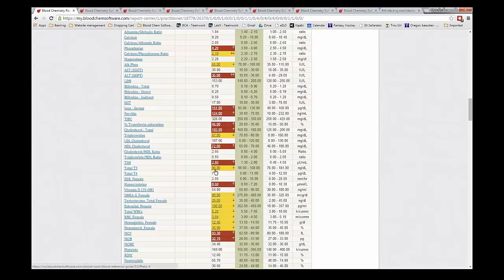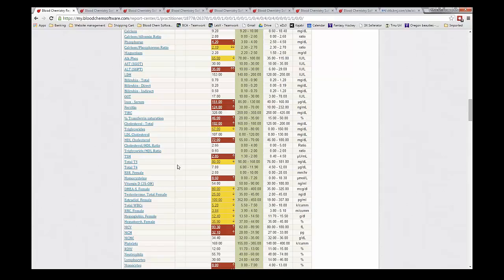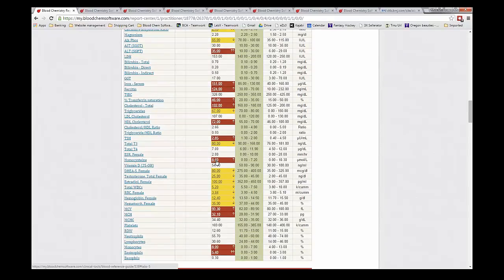Total T3 basically says that the levels of T3 that are free and bound and circulating are low, therefore not much is available to do metabolic energy and metabolic work. It'd be really nice to do a free T3 to see how much of this total is actually available for metabolic activity. Homocysteine's a little bit elevated at 8.6. I like to see it below 7.2. Again, this is a marker of inflammation. Homocysteine is a metabolic waste and can cause damage to arteries and that type of thing.